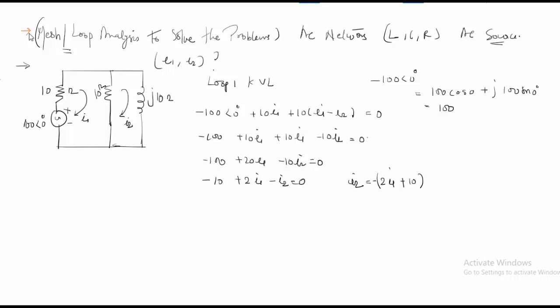Again, it's possible to solve this in multiple ways. It's possible to solve this same problem using both substitution and Cramer's method. If I'm using Cramer's method, this will be my first equation, and to find out the second equation, if I apply it to the second loop, it will be 10 I2 minus I1 plus j of 10 I2 is equal to 0.